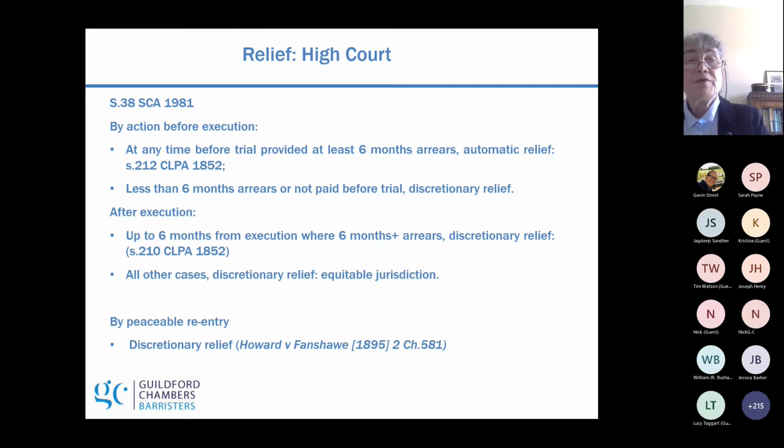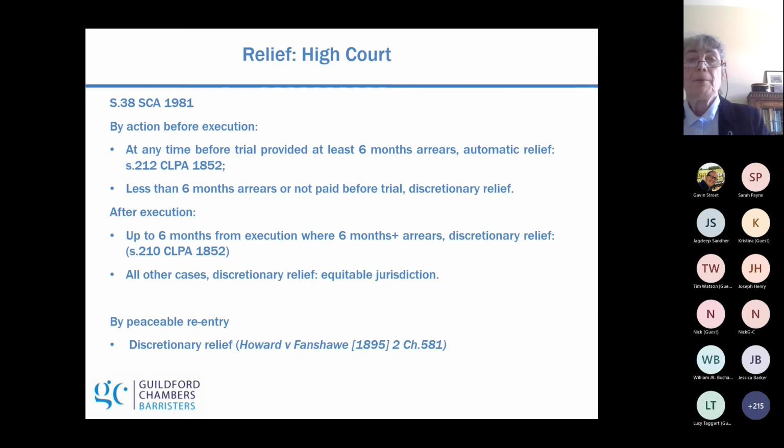In the case of forfeiture by action before execution, then section 212 of the Common Law Procedure Act 1852 provides automatic relief where at least 6 months' rent is in arrears, if the tenant pays all the arrears and costs either to the landlord or into court before trial. If there is less than 6 months of arrears, then the equitable jurisdiction to grant relief applies.